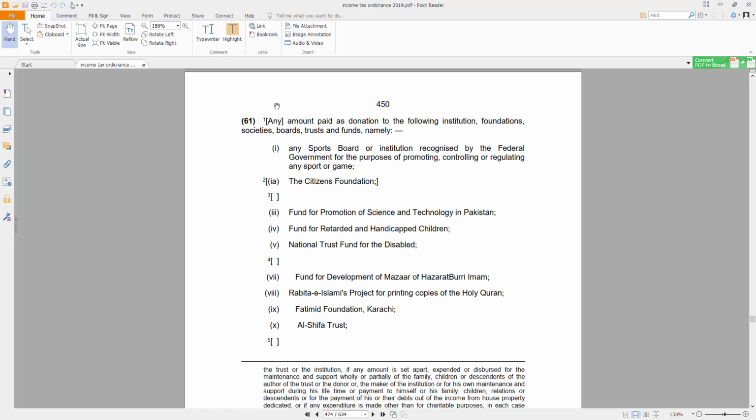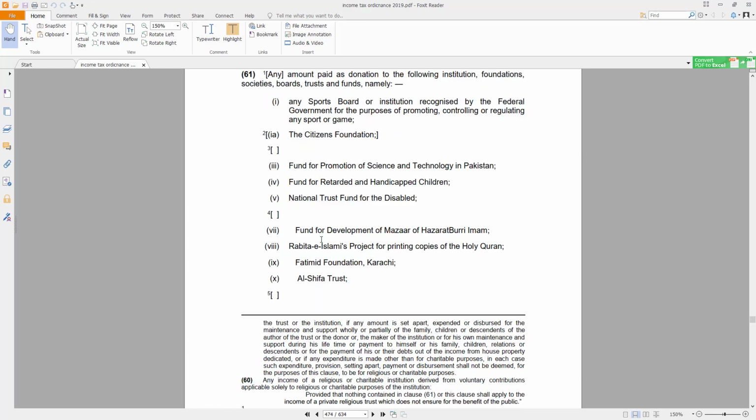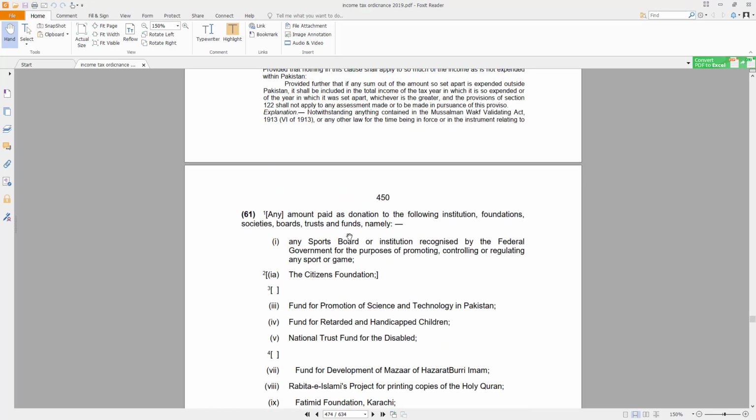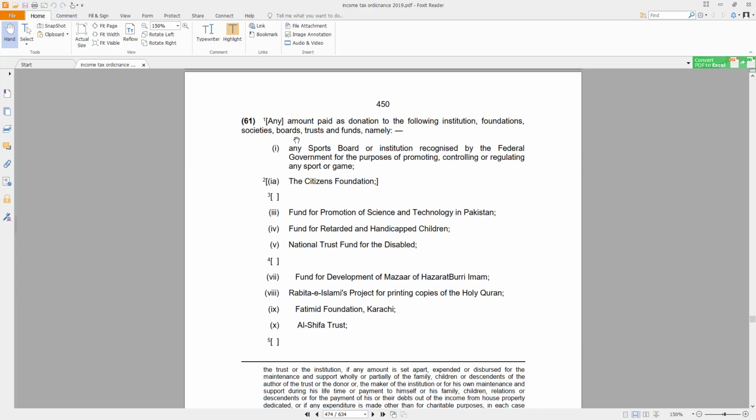Sorry, it was 61. So the amount paid as donation to following institutions would be allowed as deduction. So remember, it says Shifa Fund, Fatmid Foundation, and other institutions. So whatever list is given in this Schedule 2, Section 61, would be allowed as deduction of donation. Donation paid to other institutions would not be allowed as deduction.